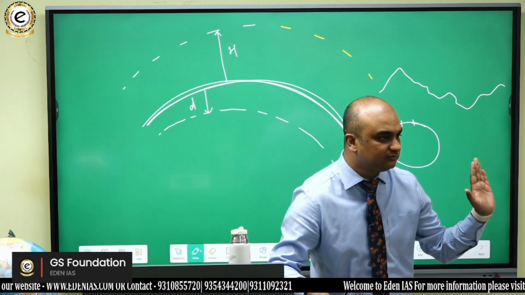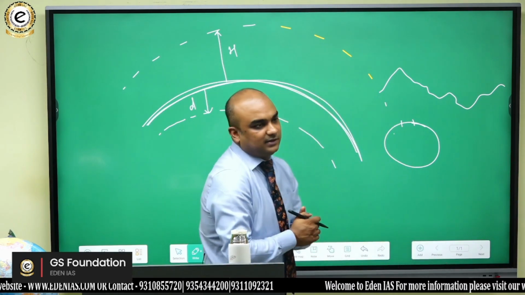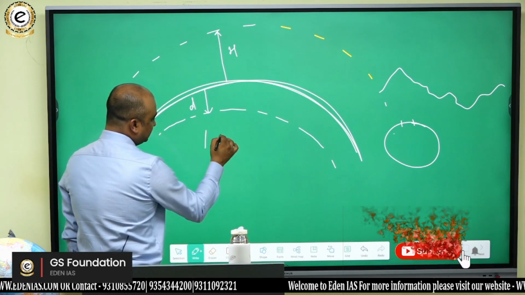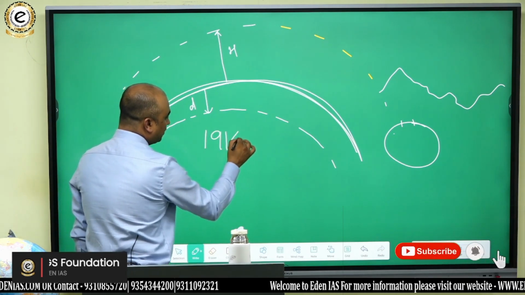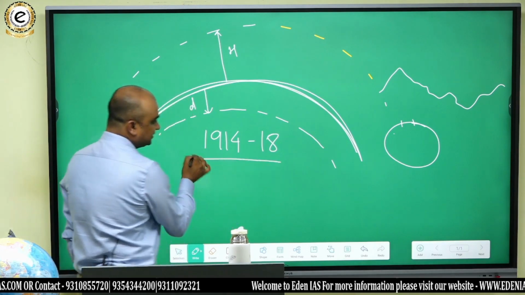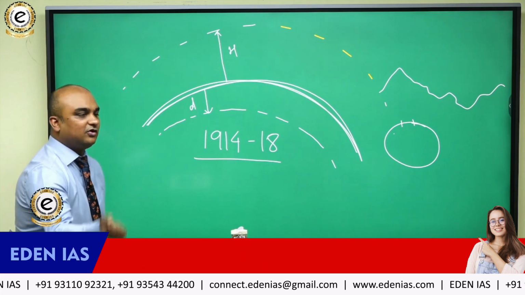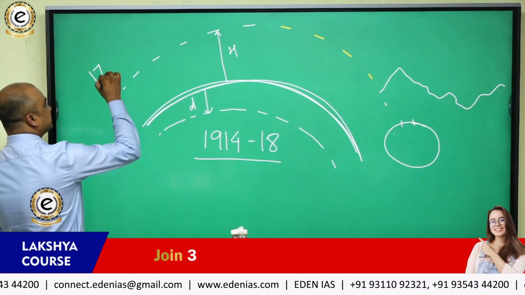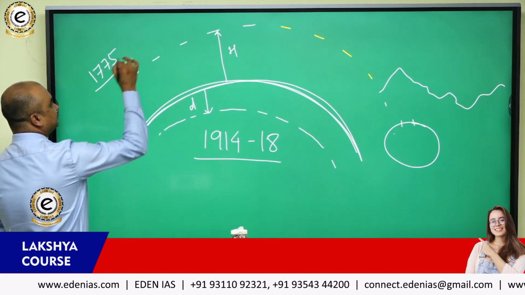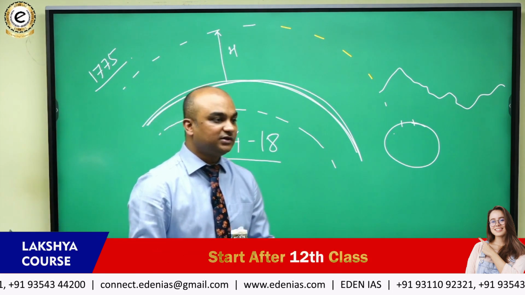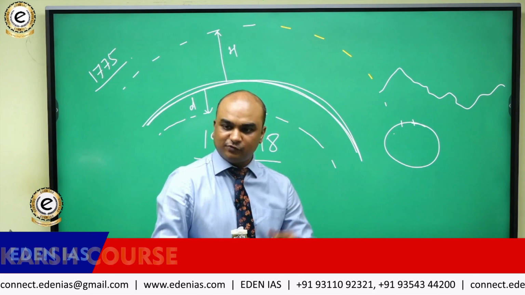That is what you told me. Now you tell me one thing. Are you aware about, say, World War I? It took place between the years 1914 and 18. Okay, are you aware about this year 1775? What happened in this year? The American Revolution started. Are you aware of the War of Independence?